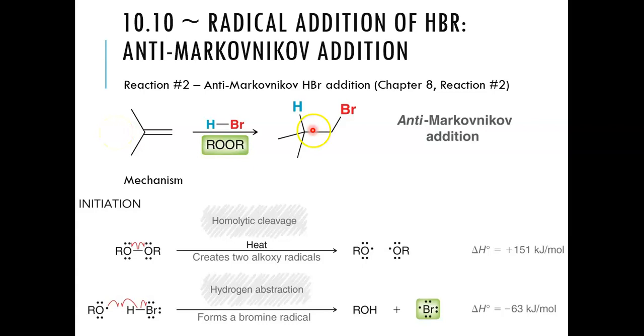We know we're going to add a bromine to the less substituted vinylic carbon and a hydrogen to the more substituted. So we're going to focus on the mechanism here. We have peroxide in there. We called this a radical initiator in our last video. That bond gets broken with our heat or our light, and we create these 2 oxygen radicals. And then the oxygen radical is going to do a hydrogen abstraction to create that bromine radical.